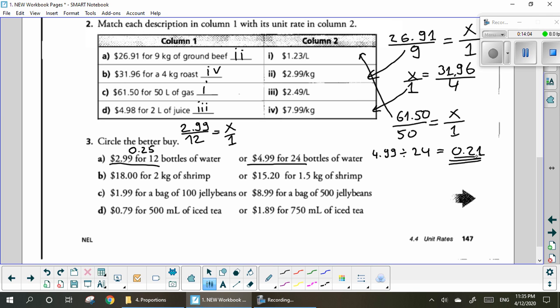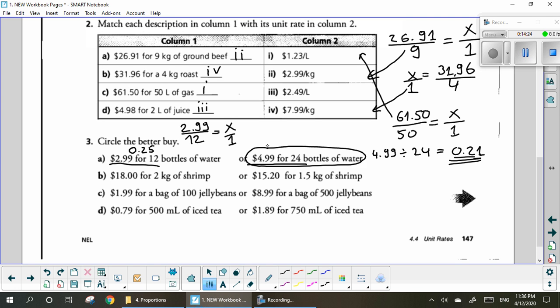So which one would I buy? Well, if I want to save some money, I would buy this one. That is a better deal, a better buy. Again, it depends what you're looking for. Maybe you don't need 24 bottles, so you will buy 12 bottles. But this would be a better deal if you are shopping for water.